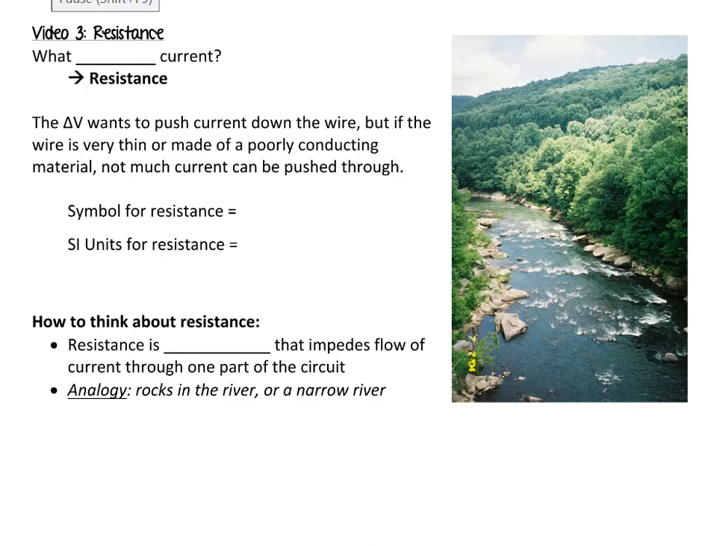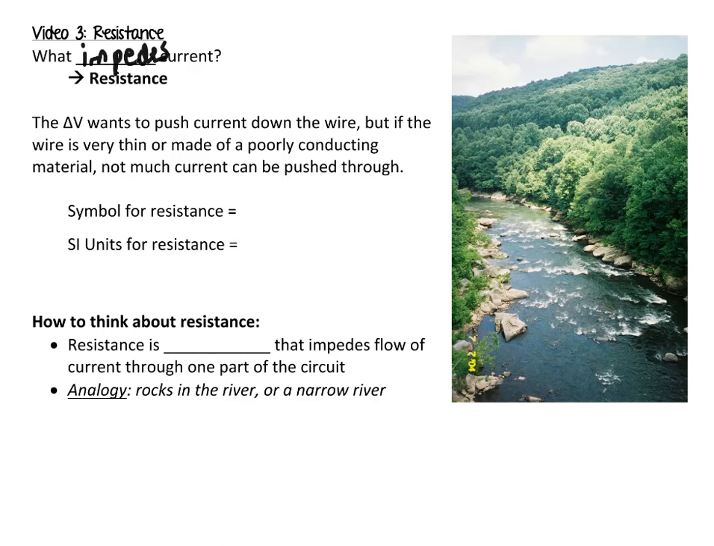So if we know that potential difference is what pushes current down a wire, well then what is it that impedes current? What slows it down and makes it hard for current to flow? And that is resistance. So resistance is what's impeding current and stopping just sort of infinite current flowing down your wire. You've got this potential difference that you set up from your battery or from plugging in your device to the wall that wants to push current down the wire, but the wire maybe is very thin or maybe it's not made of superconducting material. Then that will resist how much current can be pushed through, and that's what resistance is.